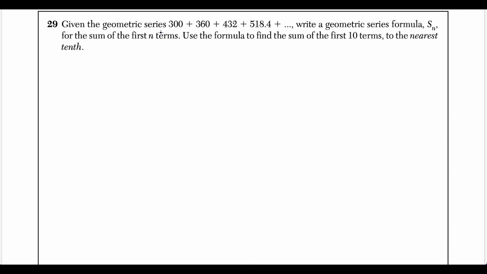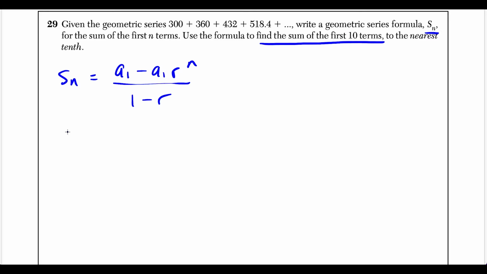Question 29, we have a geometric series, and we want to write a geometric series formula S sub n for the sum of the first n terms. Then we're going to use this formula to find the sum of the first 10 terms. Now, this formula is in the back of the test. If you look at the reference sheet in the back, S sub n is equal to A1 minus A1 times r to the n, over 1 minus r. And just know A1 is your first term.